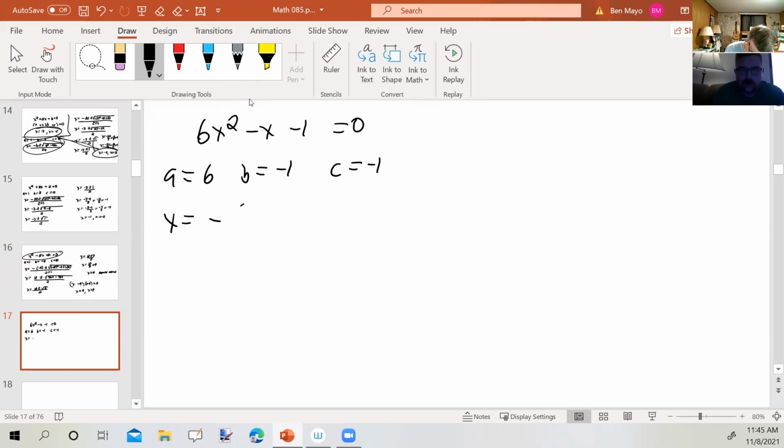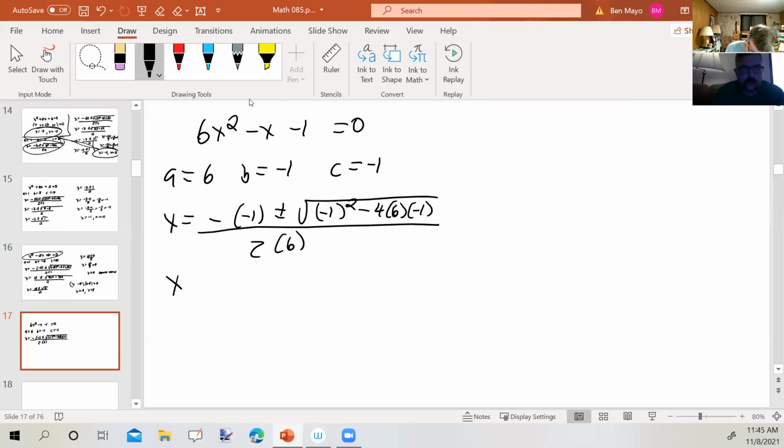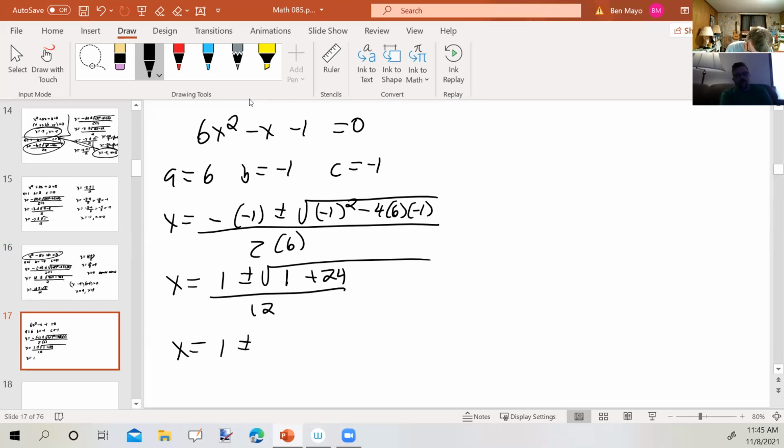x equals negative b plus or minus the square root of b squared minus 4ac, all over 2a. x equals the opposite of negative 1, which is positive 1, plus or minus the square root of negative 1 quantity squared, which is 1, minus 4 times 6, which is negative 24, times negative 1 would be plus 24, all over 12. x equals 1 plus or minus the square root of 25, all over 12. x equals 1 plus or minus 5 over 12.